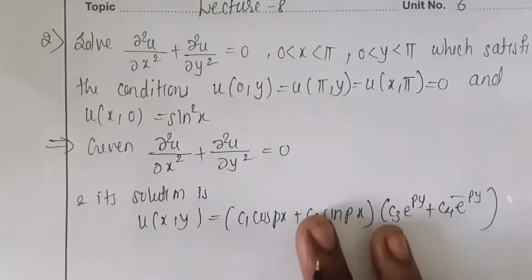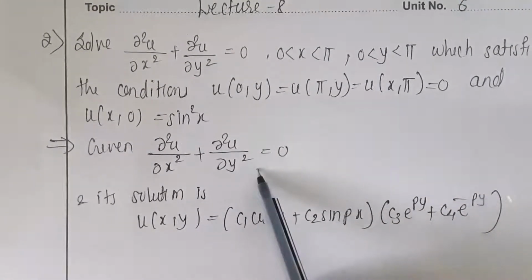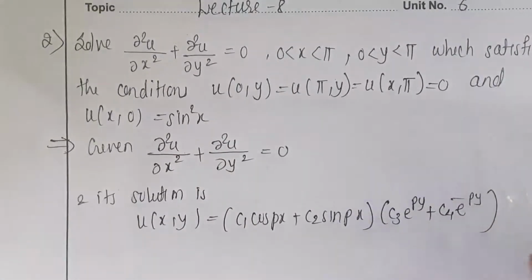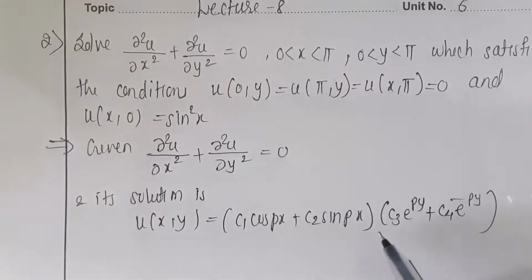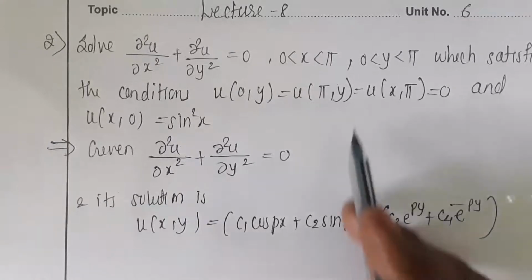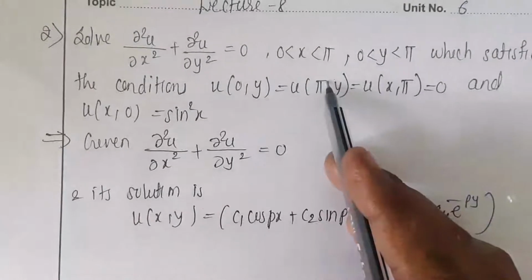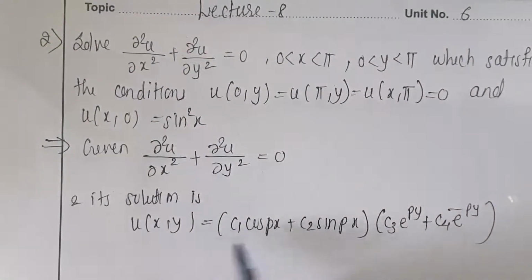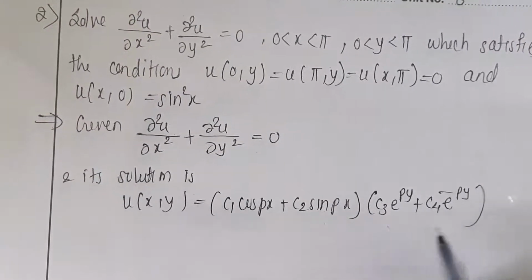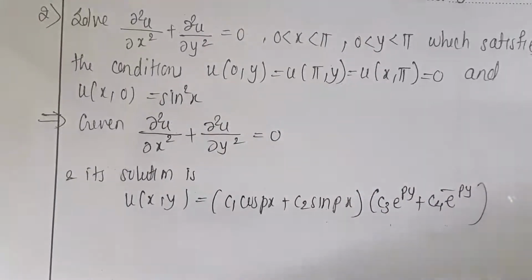Now all conditions are given, so I have not written the conditions here; I simply write the Laplace equation first and its solution. Here, u = 0 when y tends to infinity, we use the first solution. When x tends to infinity, we get the second solution. But here you can use any one of the solutions, because the plate is finite. So u(x,y) = (c1 cos px + c2 sin px)(c3 e^(py) + c4 e^(-py)). Now use the conditions one by one to find the constants.